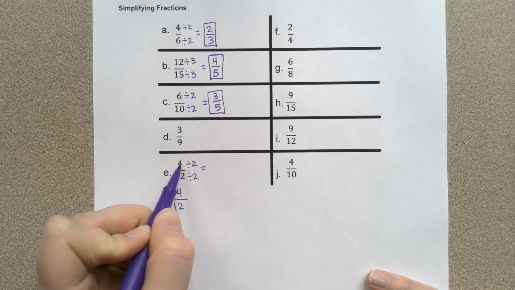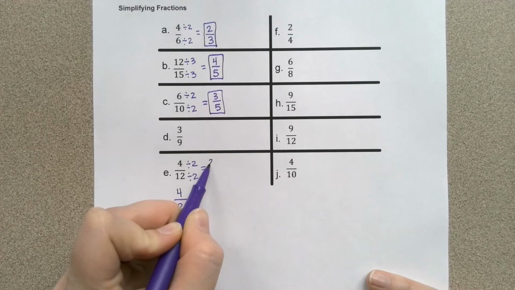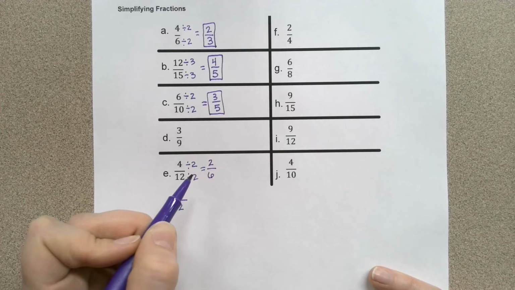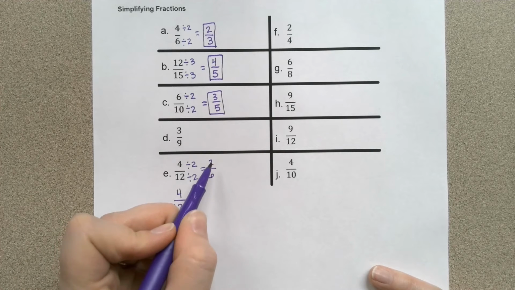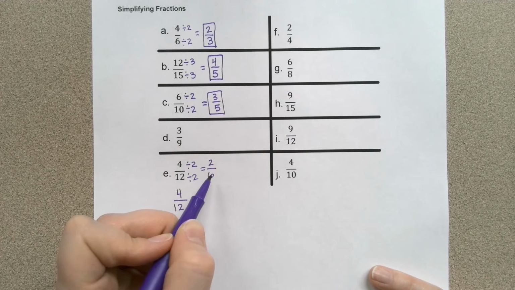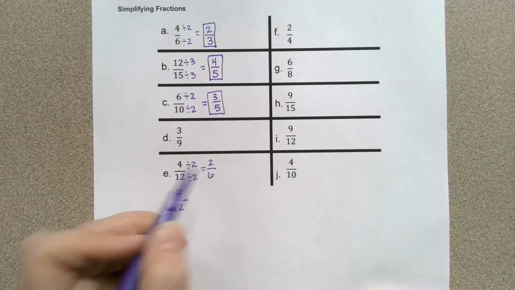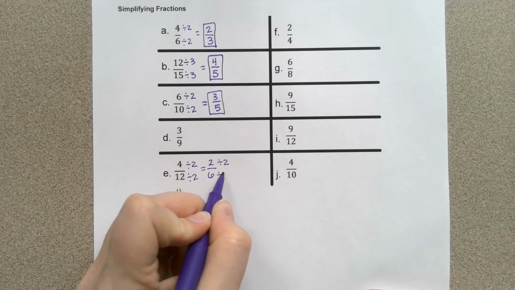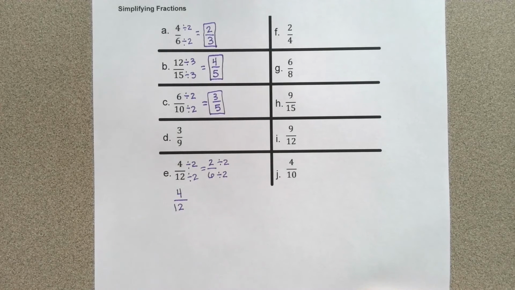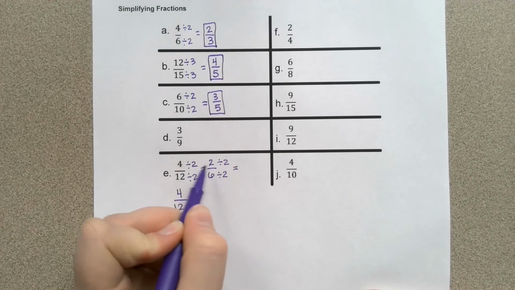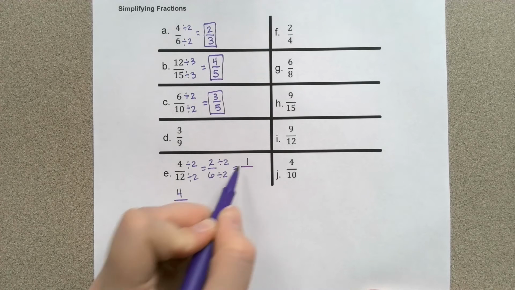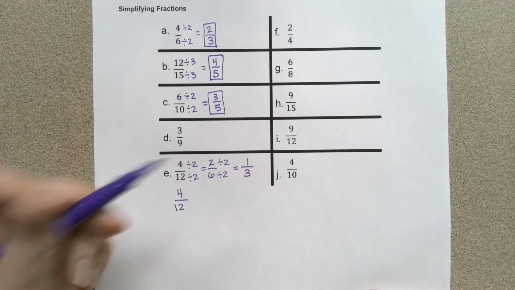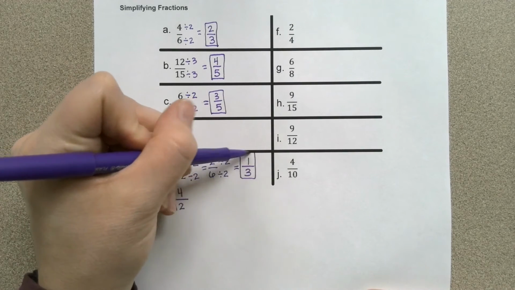If we do that, 4 divided by 2 is 2. 12 divided by 2 is 6. And now we have still 2 even numbers. Because of that, we can simplify it even farther. We can divide them again by 2. It wasn't in simplest form yet, and that happens quite often. This time, 2 divided by 2 is 1, 6 divided by 2 is 3, and now we can't simplify any farther, so 1/3 would be our answer.